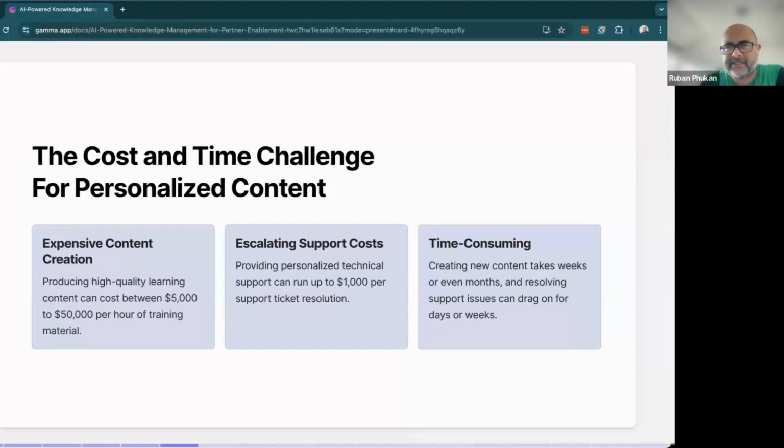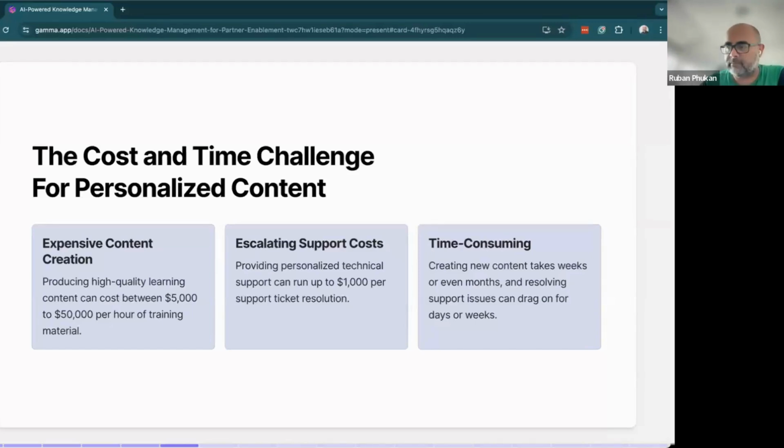Because the content creation process, or the cost of creating personalized content and use case centric content required for every individual partner, can become a very expensive value proposition. The second is the cost of supporting a partner request.